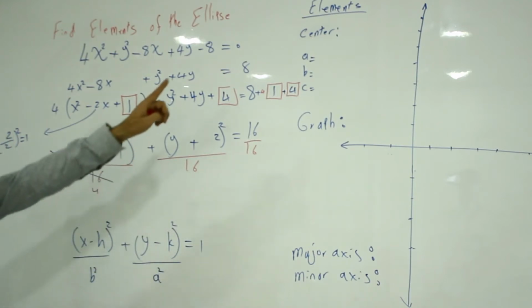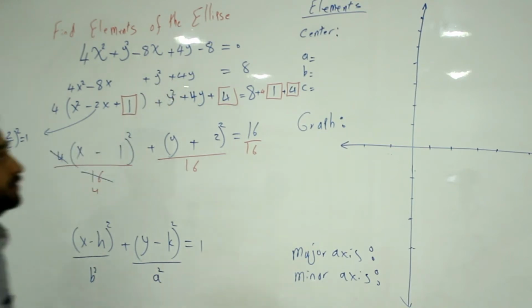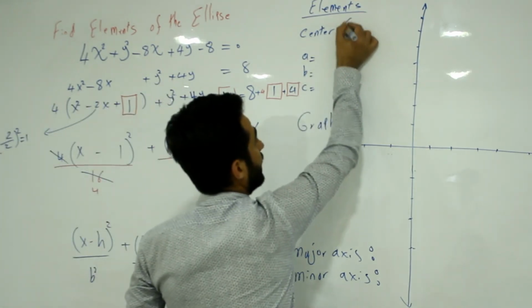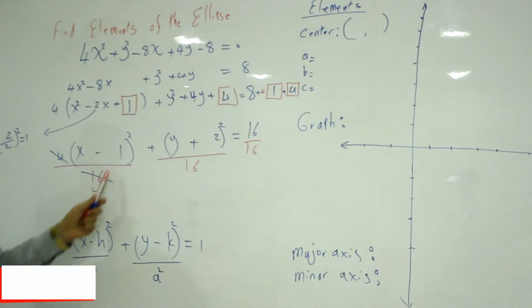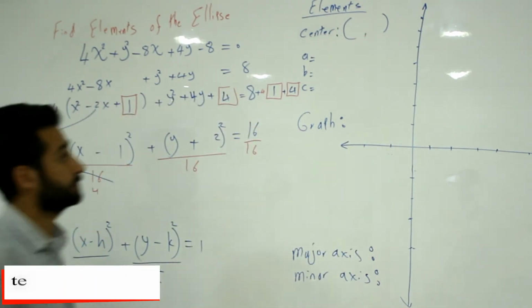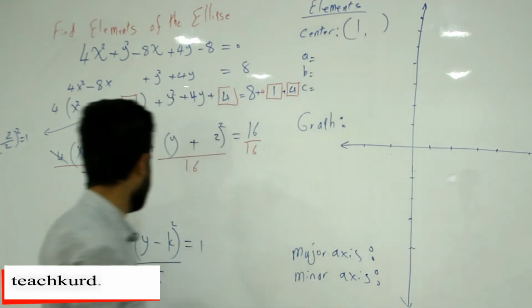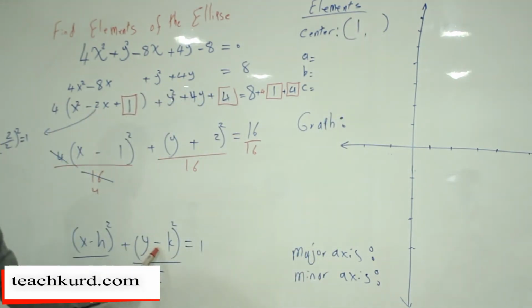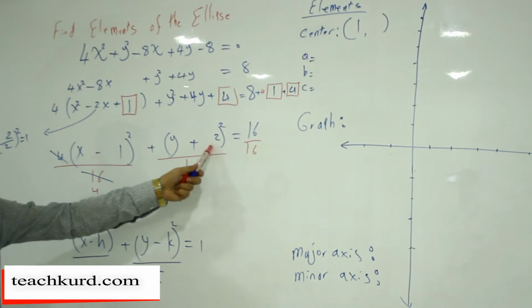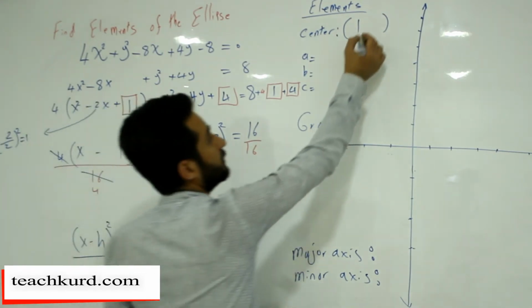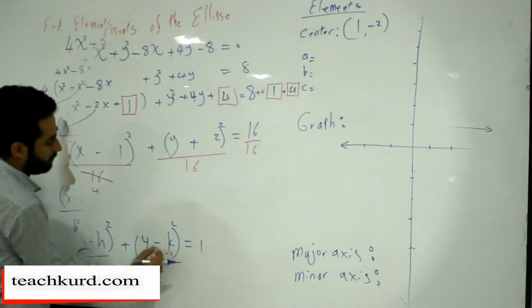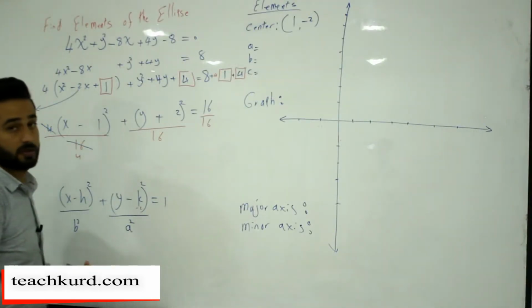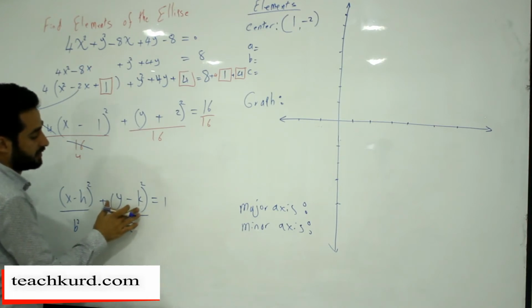First of all, we have to find the center. The center is (h, k). You know that h and k is the center. So h is 1. For k, this is minus k, which is equal to 2, so k is equal to minus 2. Or you can put minus 2 here, minus 2 becomes plus 2. So k is minus 2.